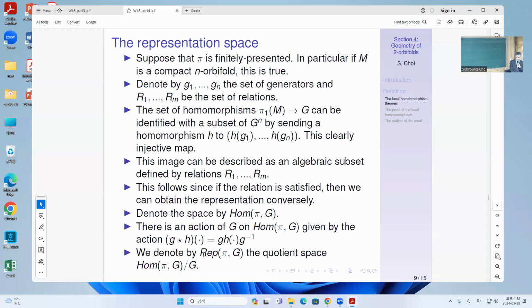So then the problem is this is no longer Hausdorff. Okay, the quotient is not Hausdorff. So that's the problem.